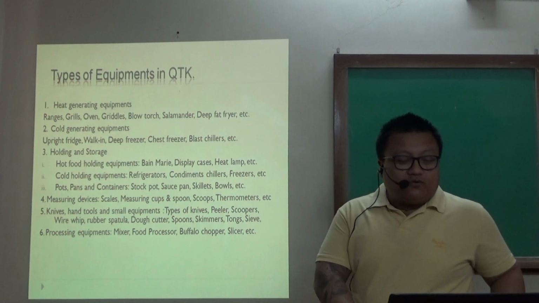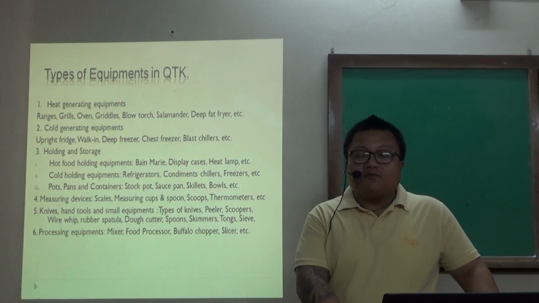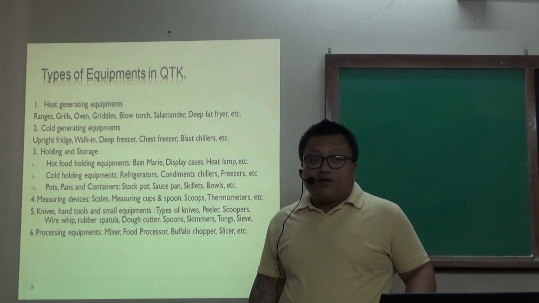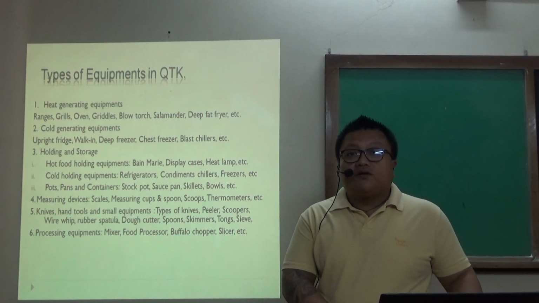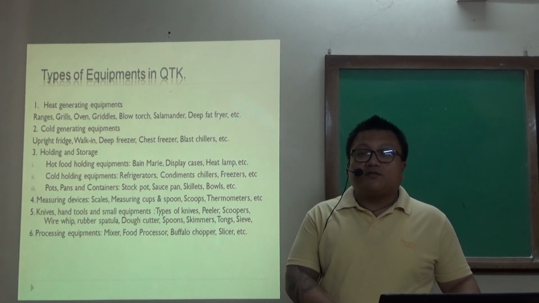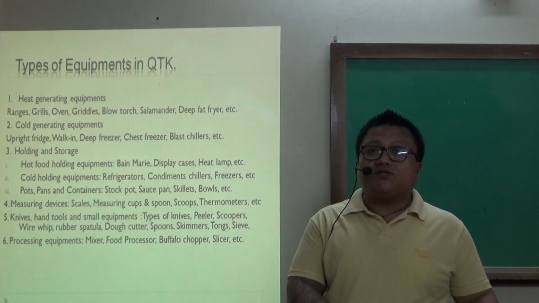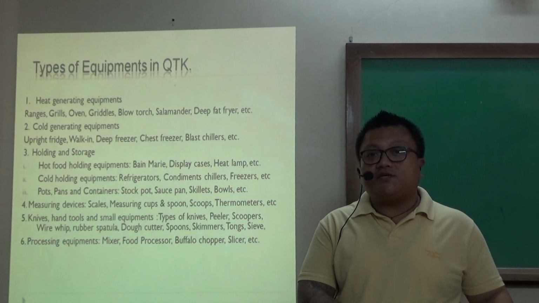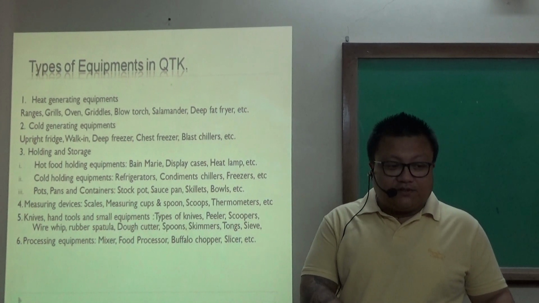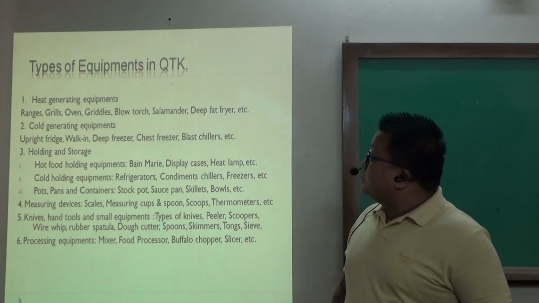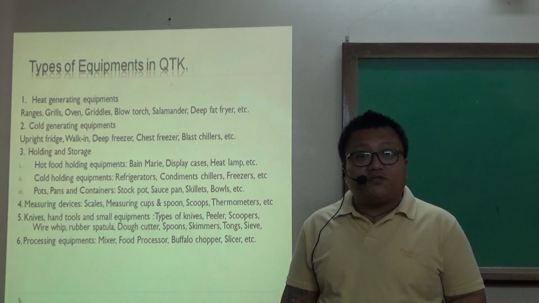Today we are going to talk about the types of equipment used in the quantity training kitchen, along with some sort of indent standard recipes, which help quantity kitchens in terms of productivity and profitability. The first thing that we have to discuss is the types of equipment, which are of 6 different types.